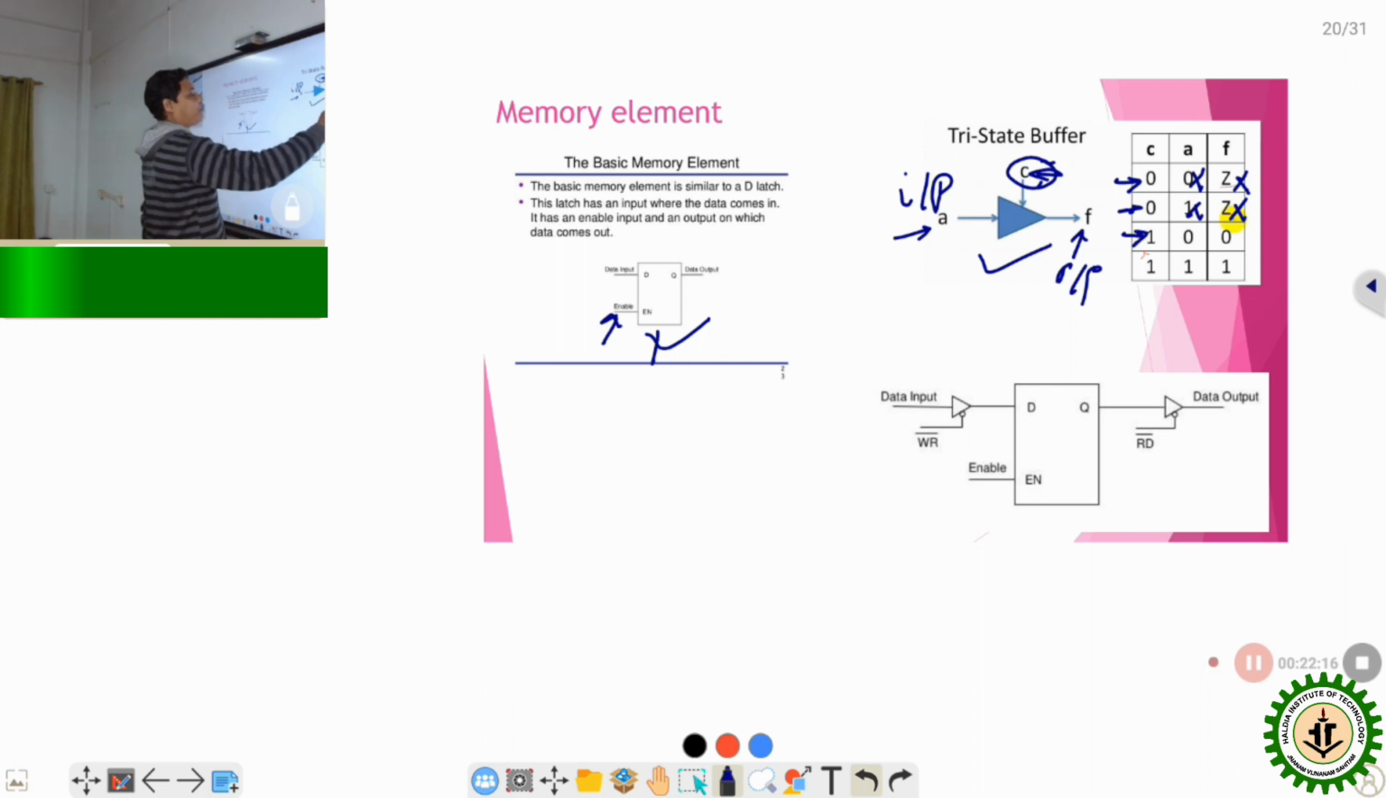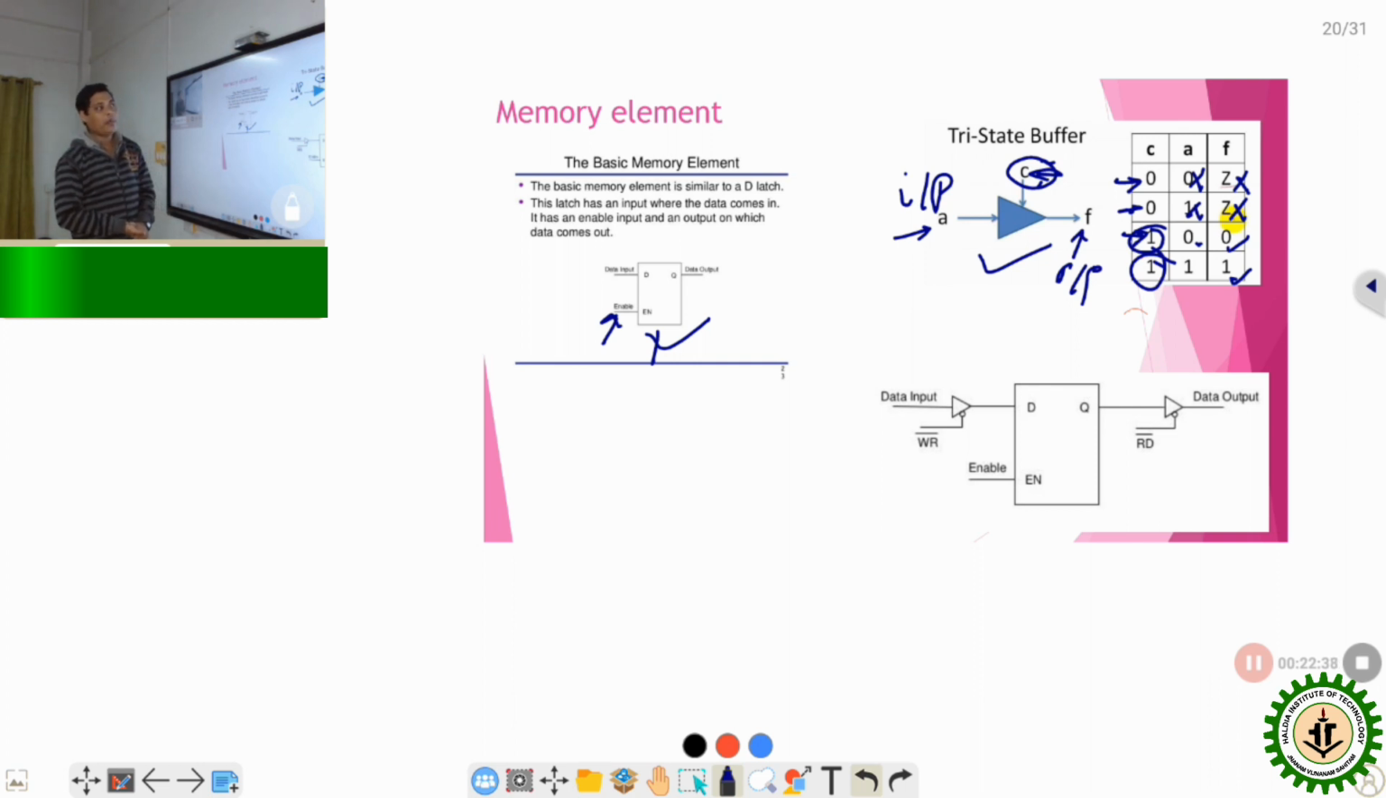But whenever the control equals 1, then the output depends on the input. So as there are 3 states we observe at the output of the tri-state device, that is either logic 0, logic 1, or high impedance state. That's why this device is called a tri-state device.